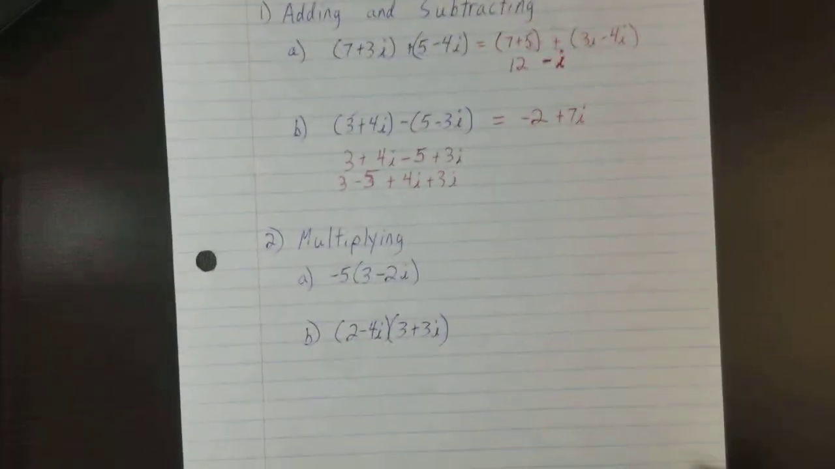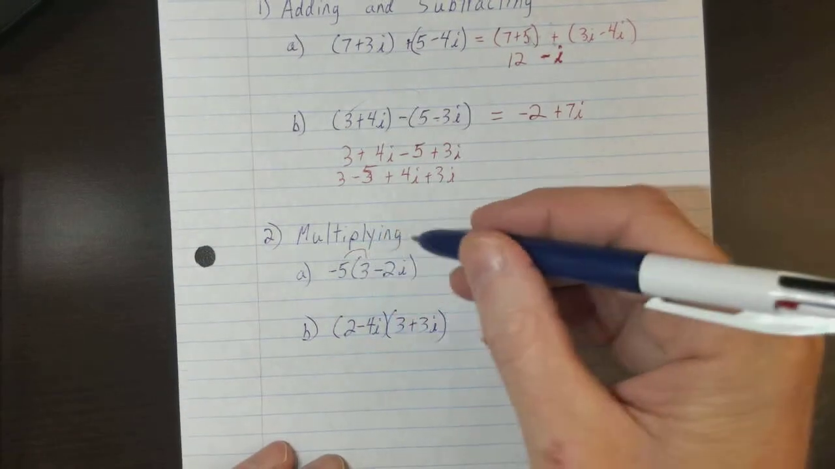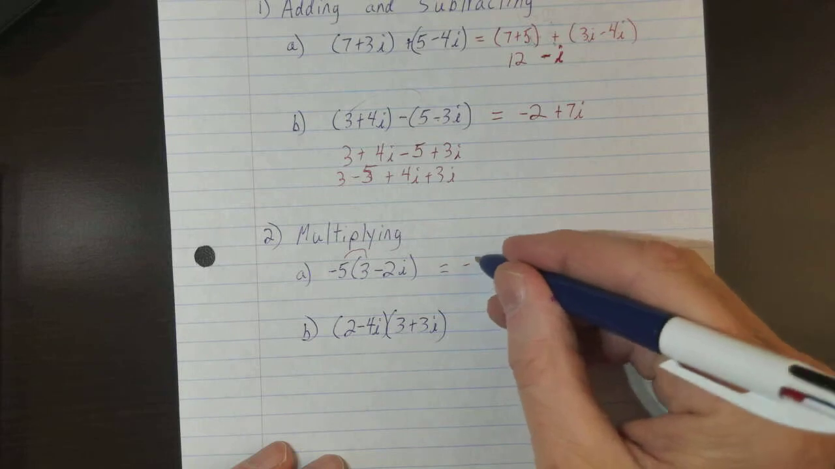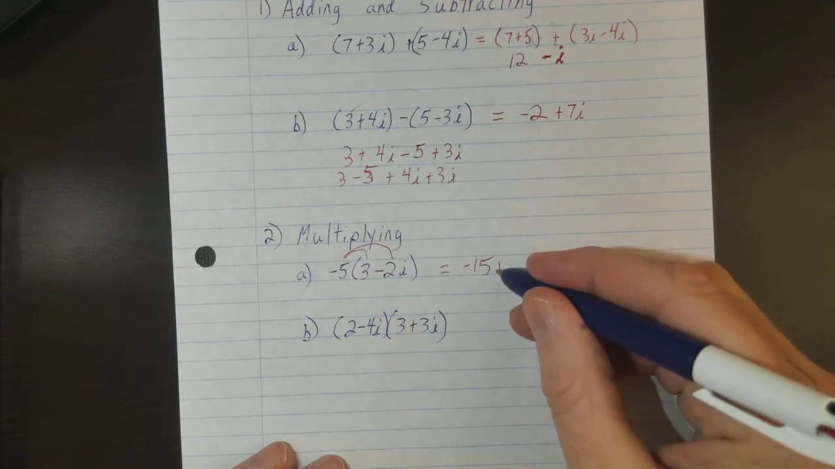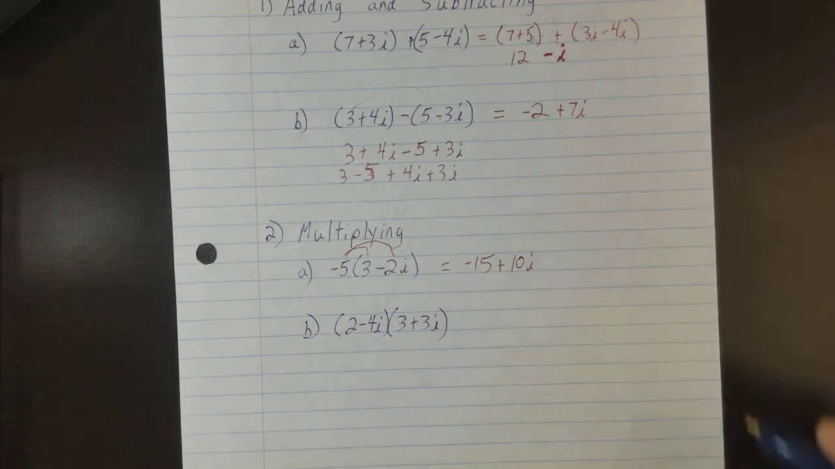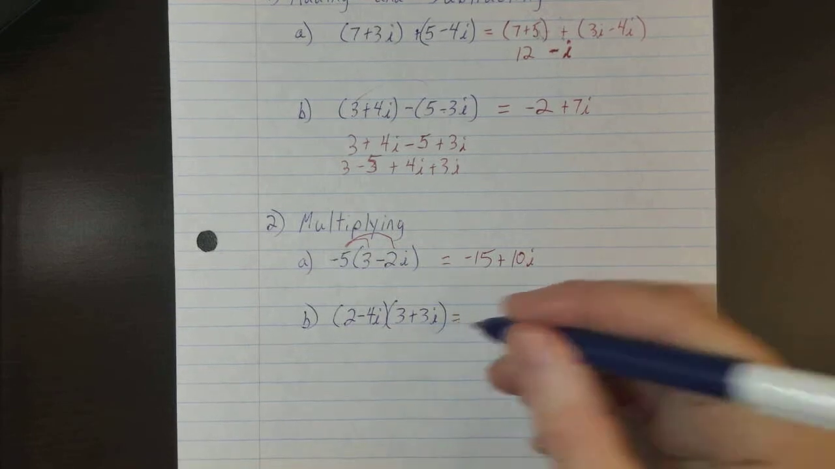Okay, multiplying, we're going to distribute, we're going to FOIL. So here's the distributive property. -5 times 3 is -15. -5 times -2i is positive 10i. Okay, so everything you learned with variables still applies here, and FOILing is the same way.